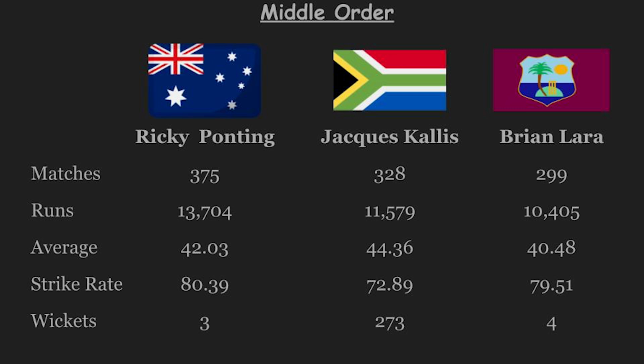Yeah. By the way, we haven't picked a wicket keeper yet, right? So we need a wicket keeper. So number 6, 7, 8 will be typically a wicket keeper and bowling all-rounders or batting all-rounders, right?